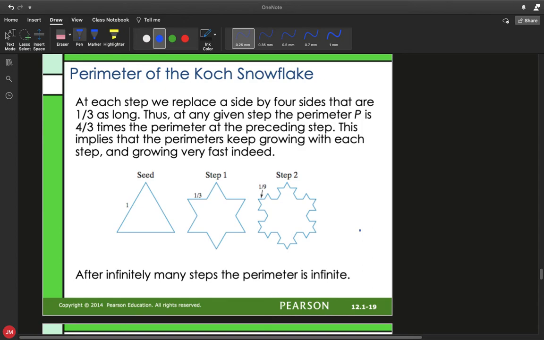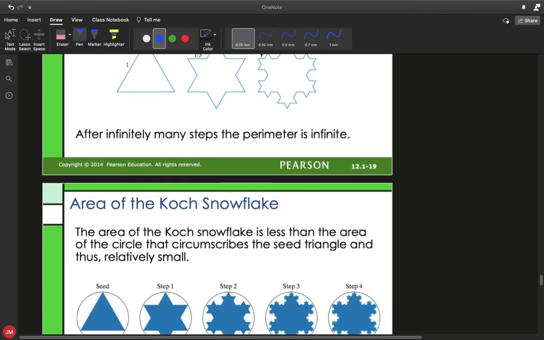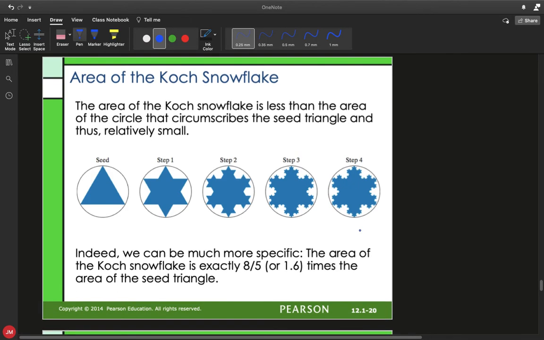So as you continue to go, your perimeter continues to grow and actually grows pretty quickly. Now, after continuing to do this an infinite number of times, it only makes sense that the perimeter is going to have to be infinite. But the area is not. In fact, here's what I was mentioning before. When you have a circumscribed triangle, notice that it's never going to actually get outside of the bounds of that circle. No matter how many times you continue to add the triangles to it, the area is going to be fixed within this particular circle.